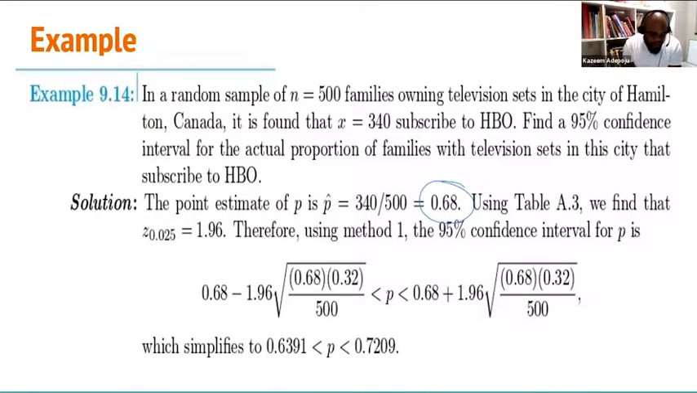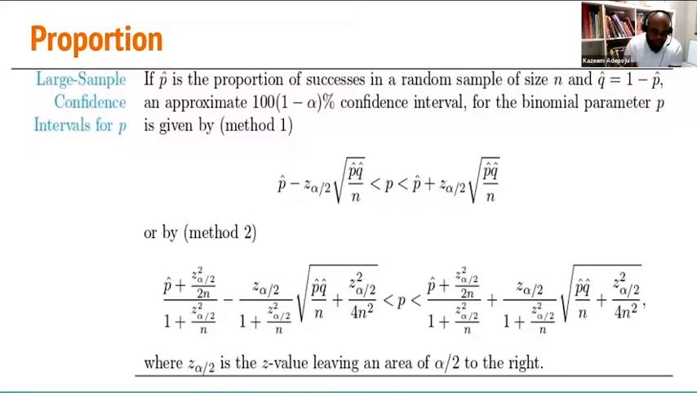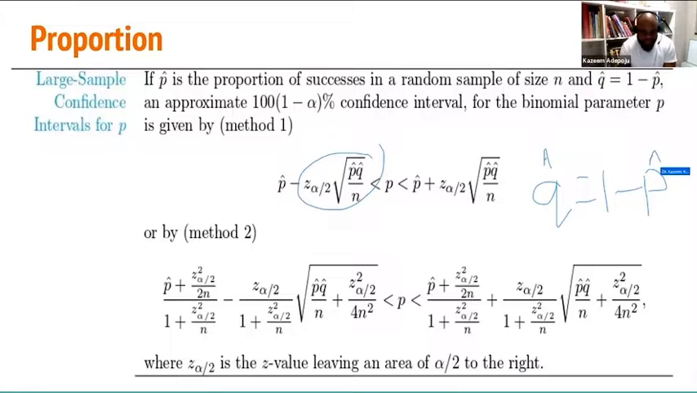Now, after getting the point estimate, I told you the other time we needed to compute the margin of error. If you go back to the formula here, we're going to start plugging in. Our P cap is 0.68, and the Q cap here is just going to be 1 minus P cap, 1 minus 0.68, okay?